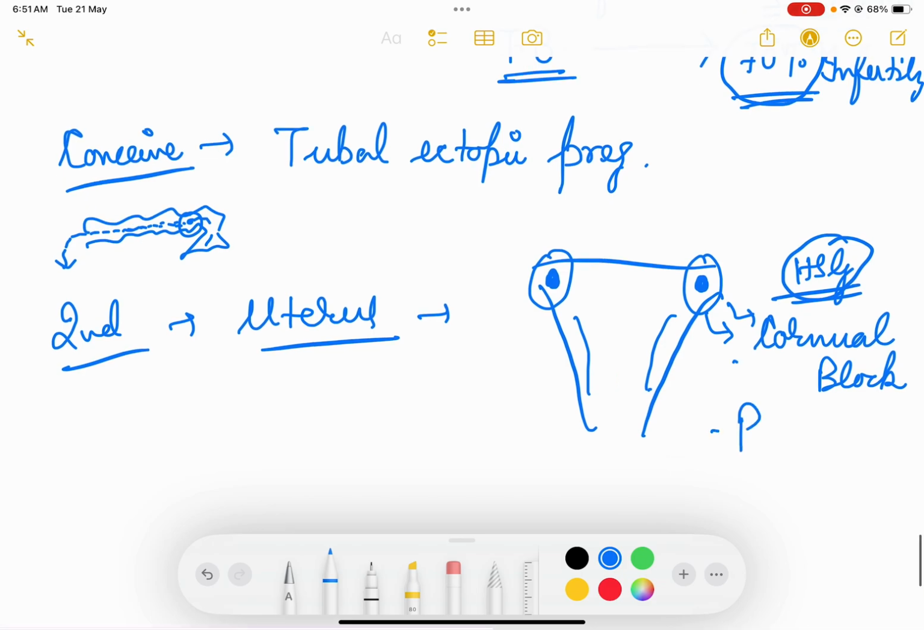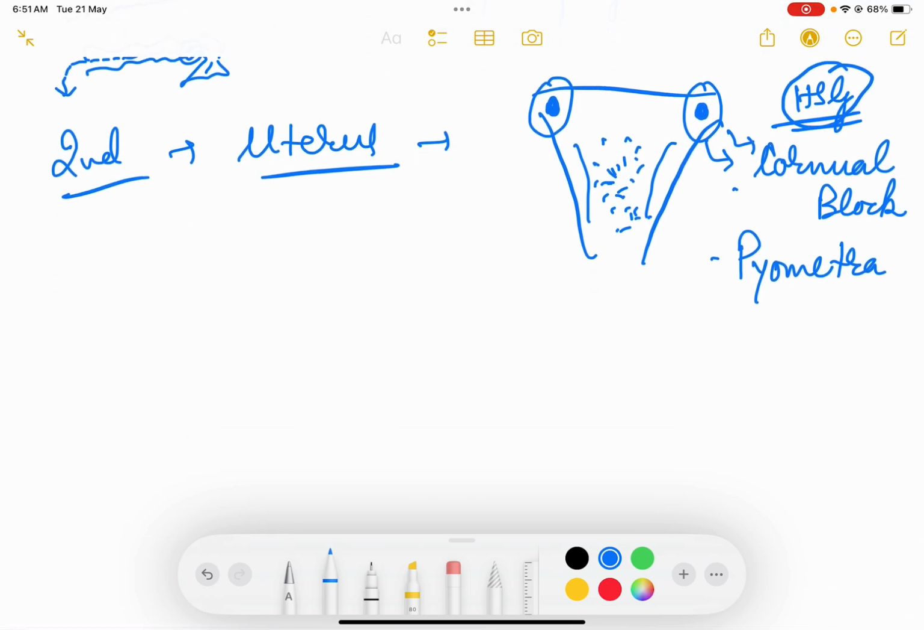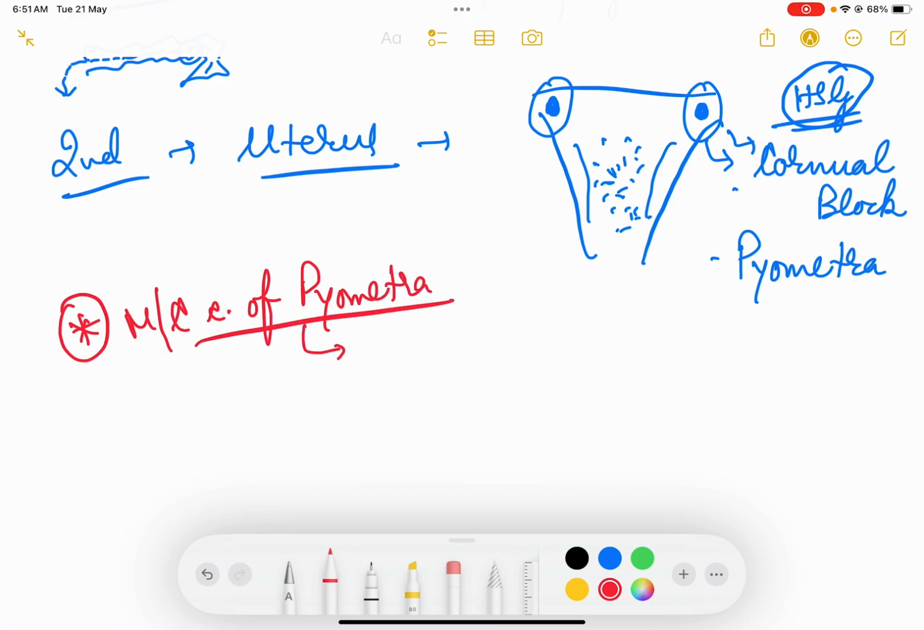The second most common symptom which can occur is pyometra. Pyometra means pus in the endometrial cavity. Pus can also form in the endometrial cavity. Now one question which I want to ask at this moment is, what is the most common cause of pyometra? What is the most common cause of pyometra? Tuberculosis does cause pyometra, but the most common cause is in old women.